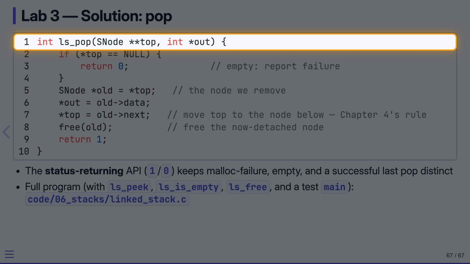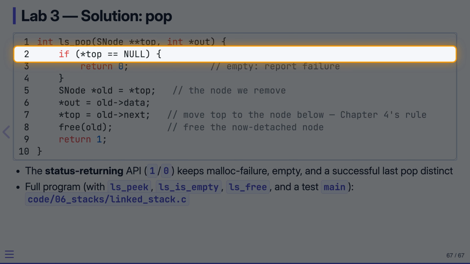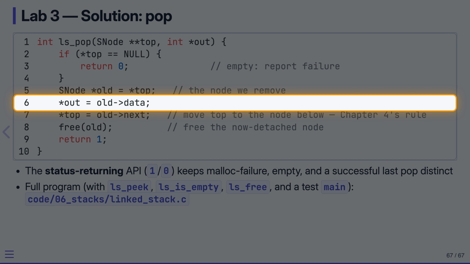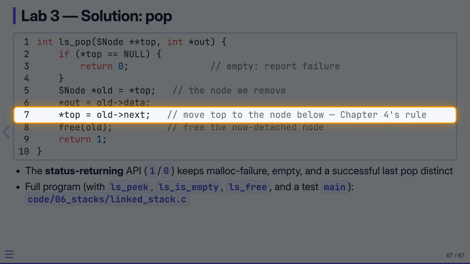Now the pop function. It also takes top by address, and a pointer named out, where we will write the value we remove. If the stack is empty, star top is null, so we return 0. Otherwise, we remember the node we are about to remove. Old becomes star top. We read its value out before anything is freed. We move top down to the node below. Star top becomes old arrow next.